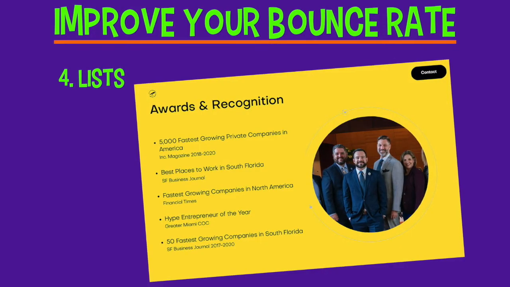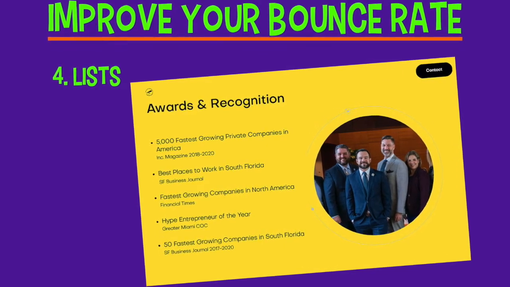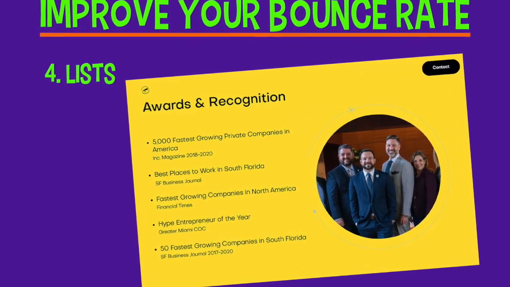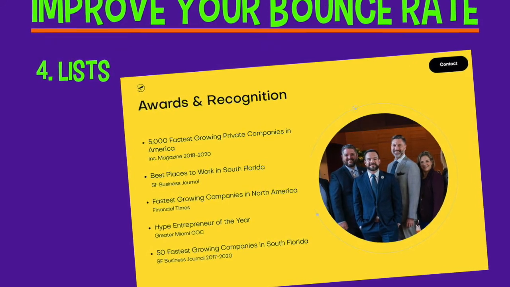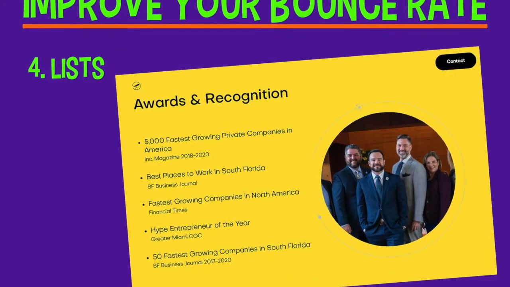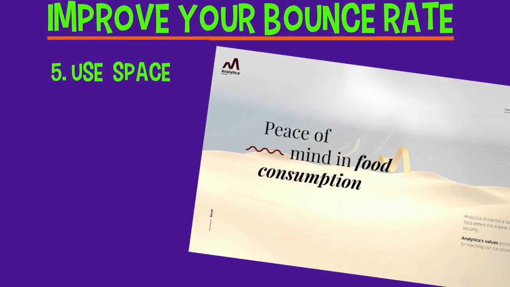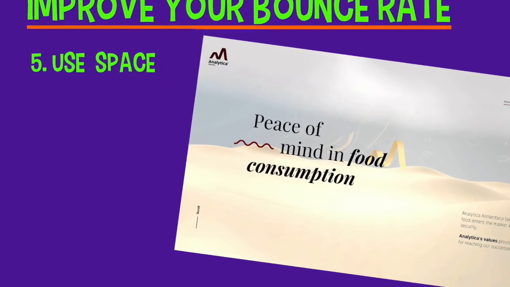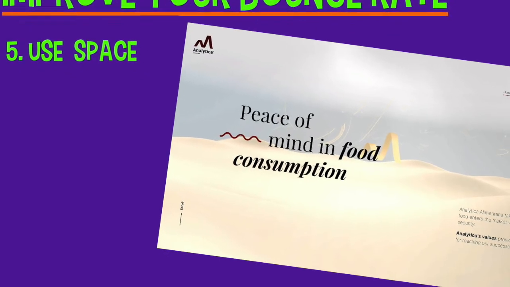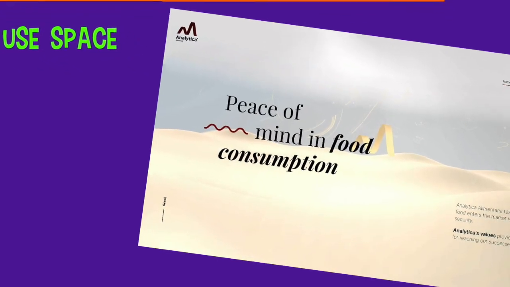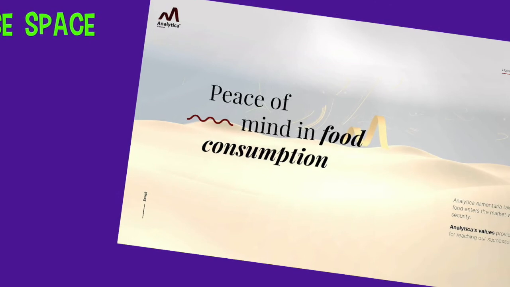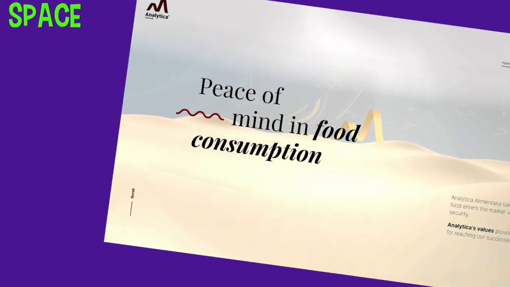Number 4, use lists, bullet lists, numbered lists. People like lists. They don't like paragraphs. Remember, they don't read, so use lists. Number 5, use lots of space. Make your website easy on the eyes. If it's cluttered, people have to think. And people don't want to have to think, so keep it simple.